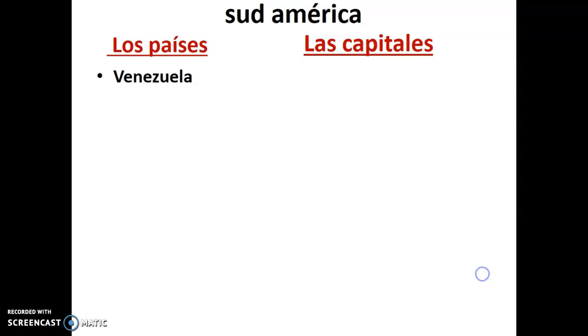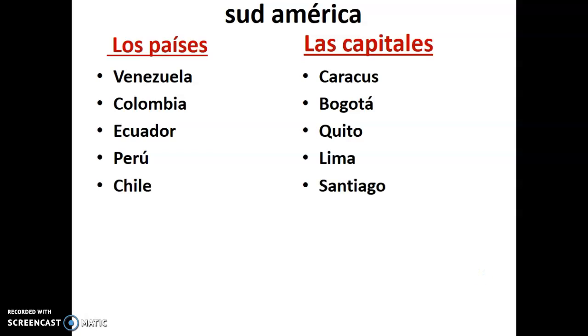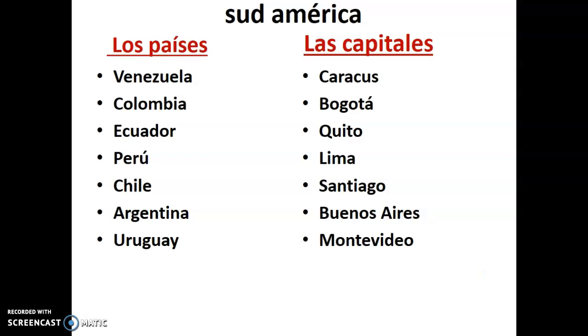All right, so South American capitals. Venezuela's capital is Caracas. Colombia's capital is Bogota, accent over the A. Ecuador's capital is Quito. Peru's capital is Lima. Chile's capital is Santiago. Argentina's capital is Buenos Aires. Uruguay's capital is Montevideo. Paraguay's capital is Asunción, accent over the O because of the Sion.